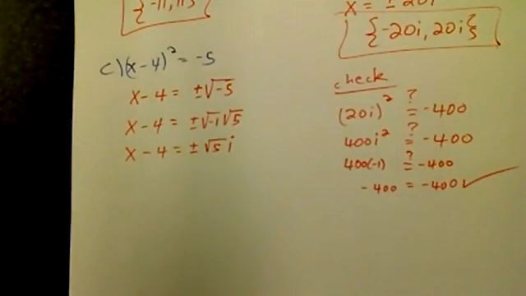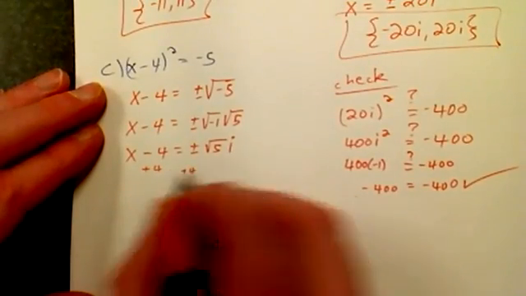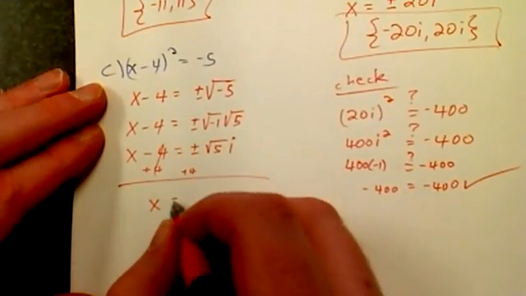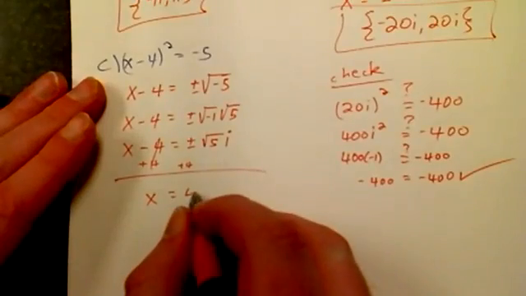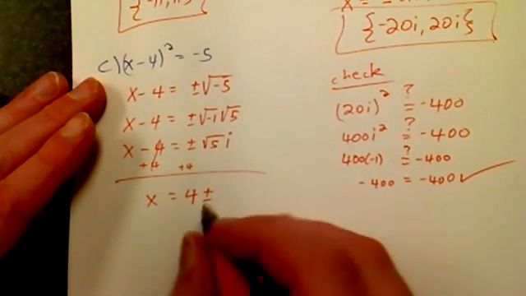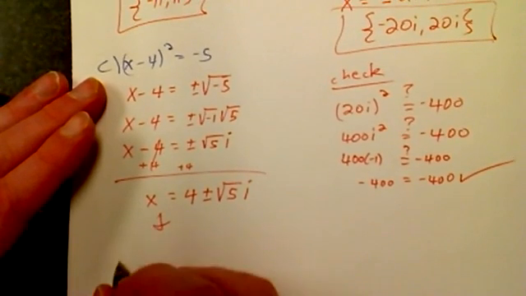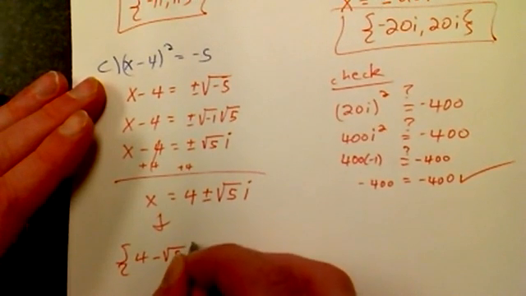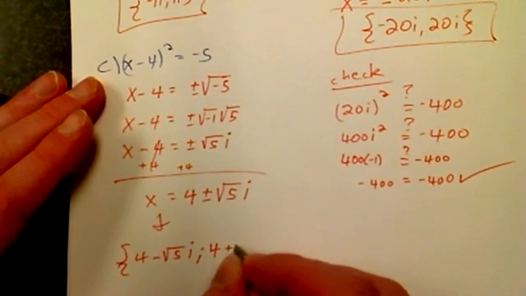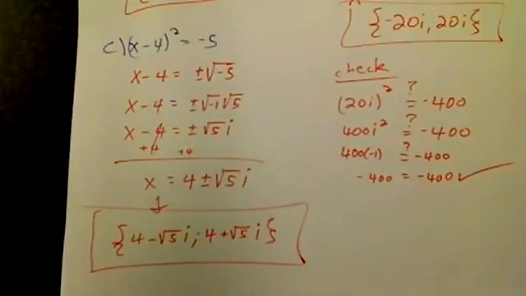But I don't want x minus 4. I want x. So add 4 to both sides. Now it's important here, when you add this 4, is that going to get plus or minus? No, that does not get the plus or minus. So our answer is 4 plus or minus square root of 5 times i. So if I write that in a solution set, that's going to be 4 minus root 5i and 4 plus root 5i. And you can check those if you'd like. So that's going to be our second strategy of solving these.